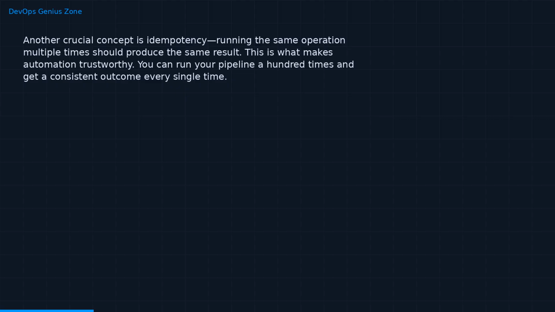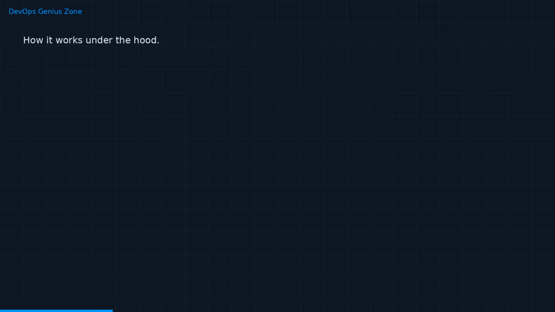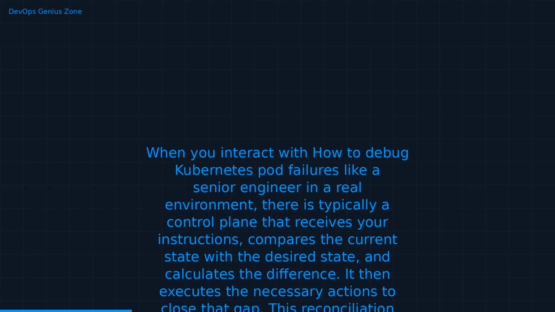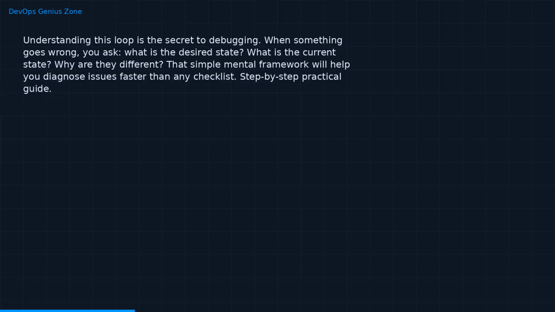Core concepts explained. At its heart, debugging Kubernetes pod failures like a senior engineer exists to solve one fundamental problem: how do we make software delivery faster, more reliable, and repeatable at scale? Without it, teams rely on manual steps, email approvals, and tribal knowledge, all of which break down as systems grow. The key mental model is declarative versus imperative. Instead of telling your system, do this, then that, then check that, you declare the desired end state and let the tooling figure out the steps. This approach is more robust, easier to audit, and scales effortlessly.